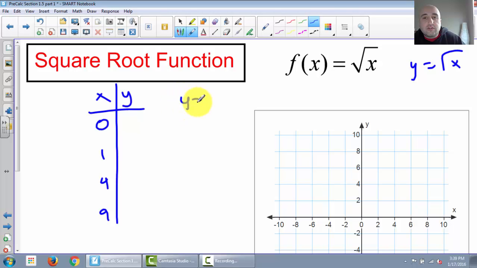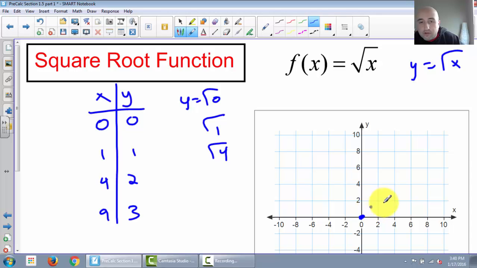So y equals square root of 0. Square root of 0 is 0. Square root of 1 is 1. Square root of 4 is 2. And square root of 9 is 3. All right, so let's see here. So 0, 0, 1, 1 would be kind of right in the middle here. 4, 2, and 9, 3, which is kind of like right here. All right, so we want to connect these dots here.